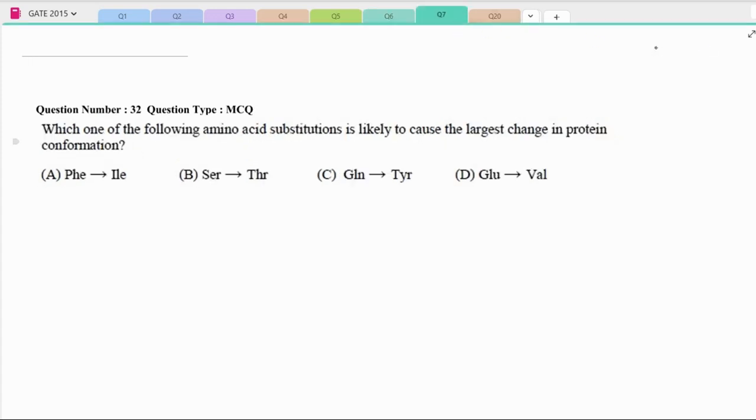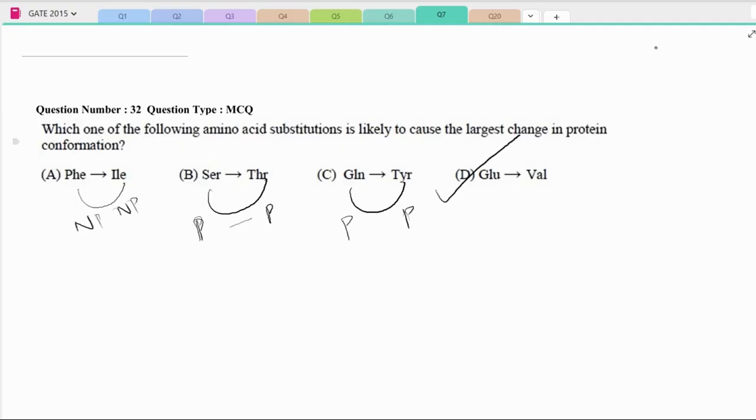So here, which one of the following amino acid substitutions is likely to cause the largest change in protein conformation? So here you need to look at what class of amino acids is being changed to what class of amino acids. So if you look at the first option, phenylalanine is being substituted by isoleucine. So here it's non-polar to non-polar, so not a big change is expected. From serine to threonine, again it's from polar to polar, so not a big change is expected. From glutamine to tyrosine, again it's from polar to polar.